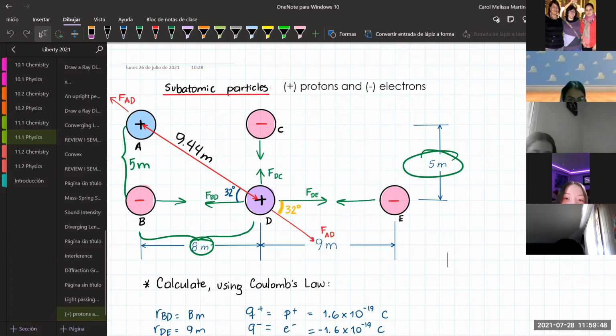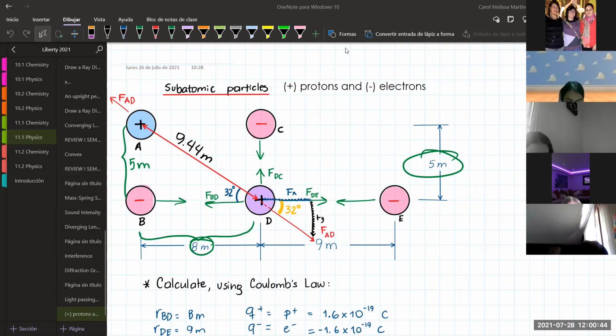This force is coming from the origin of the particle, more or less from here. So this force, which has an angle, is going to have components. One component is going to be over the x-axis, and it's going to be the component in x. And the other component is going to be vertical, and this one is just the component in y, okay? These are Fx for AD, and this is Fy also for AD.